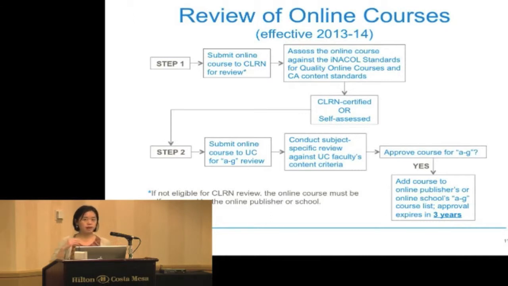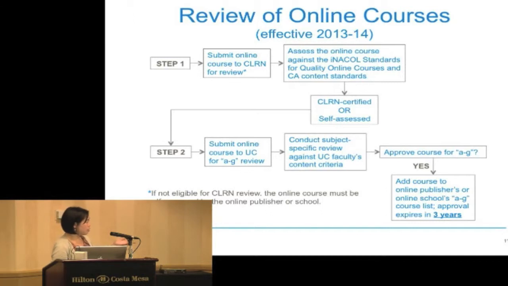So just to be clear, if I'm a representative of Happy High School, whether I'm online or not, but I'm going to adopt a course from Outstanding Online Publisher, it's on Outstanding Online Publisher to go through this review process. I would simply need to wait until they complete that process and show that an English online course appears on their A to G course list, and then I can very easily adopt that course onto my high school's A to G course list.